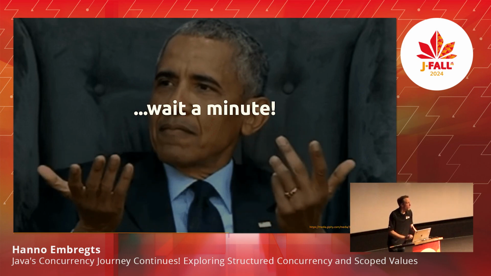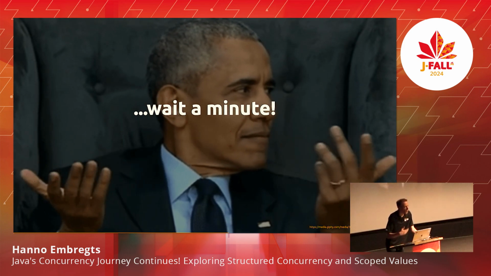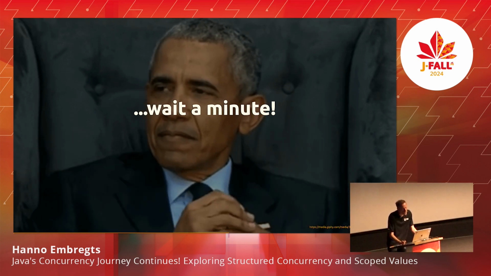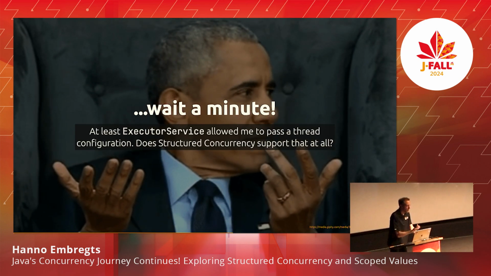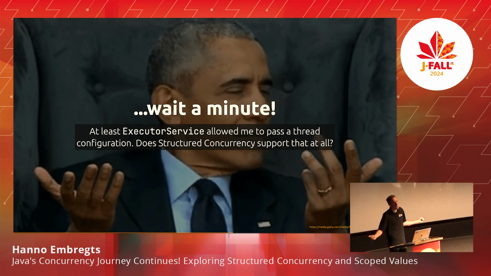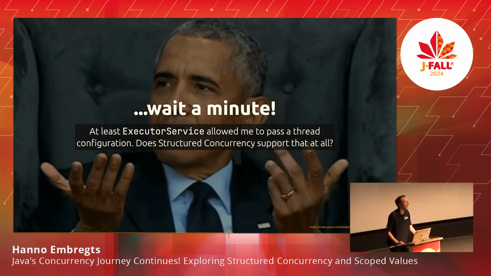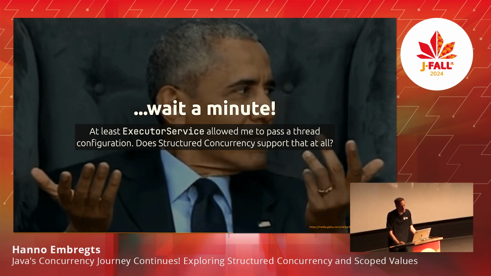Okay, so we've come to a section I like to call sanity checks. It's one of my favorite sections, right? It contains a few questions that you might have already. Wait a minute. Executor service allowed us to pass a thread configuration, right? 6 threads, 3 threads, cached threads. How do I get this to work with structured concurrency?